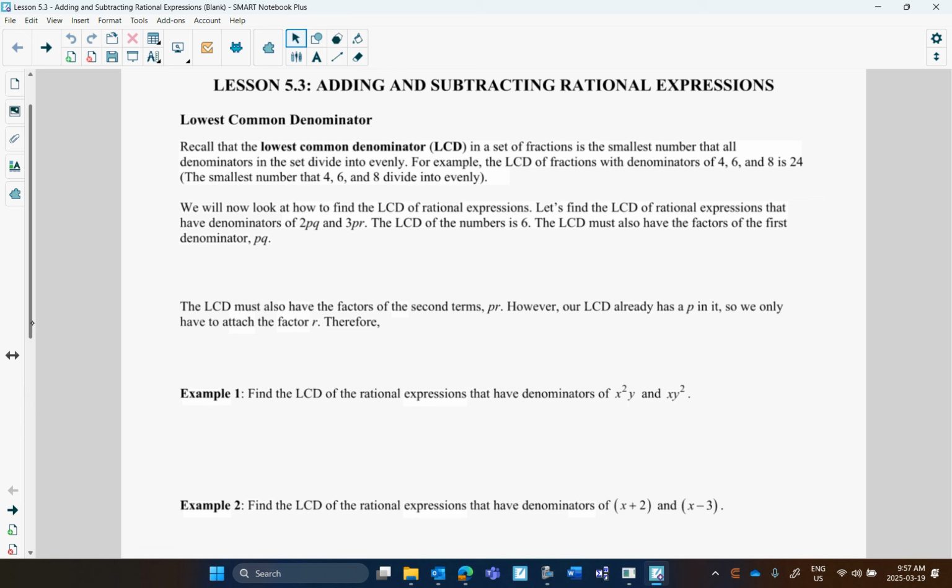X plus 6. Wait. I'm waiting. It's not 6 and 1. It's 3 and 2. X plus 3, x plus 2. This one, minus 2 plus 1. Nope. Minus 1, minus 1 plus 2.